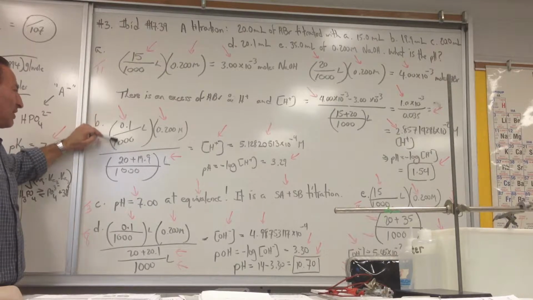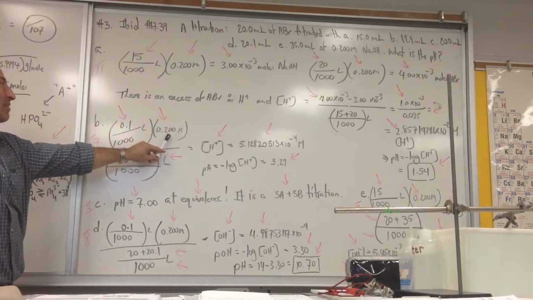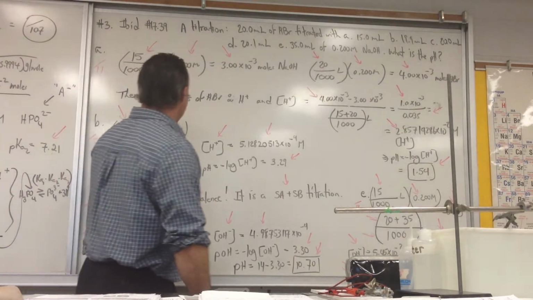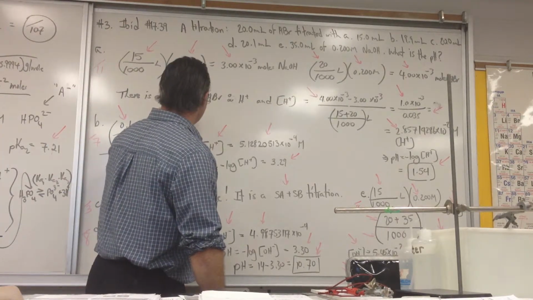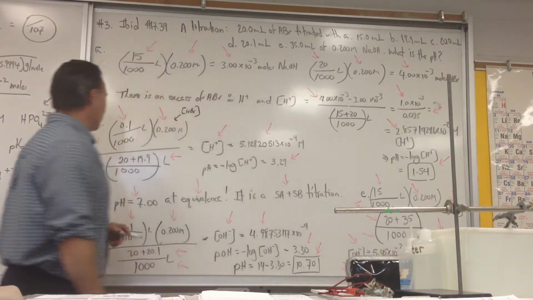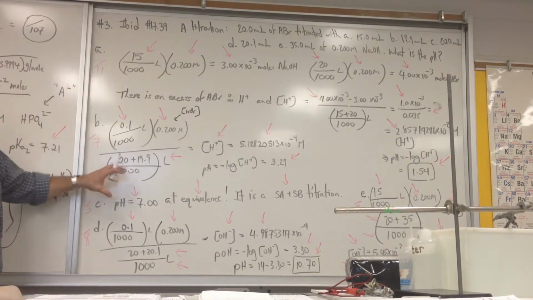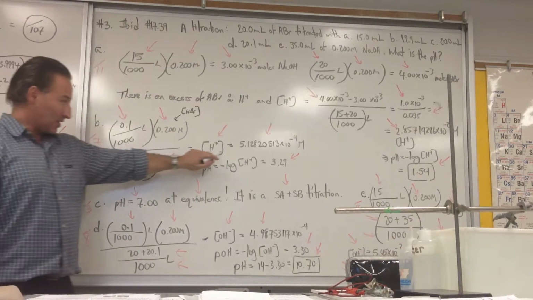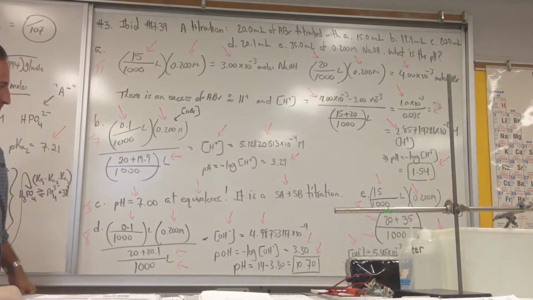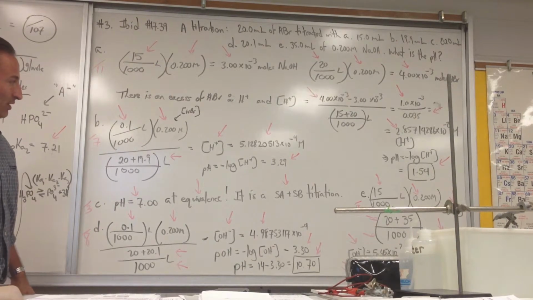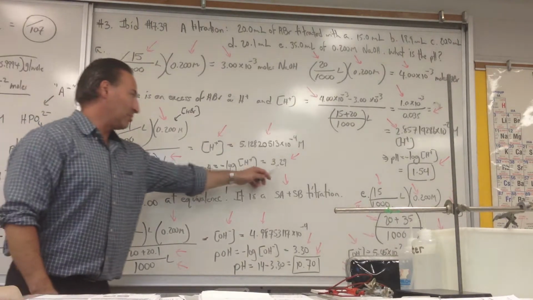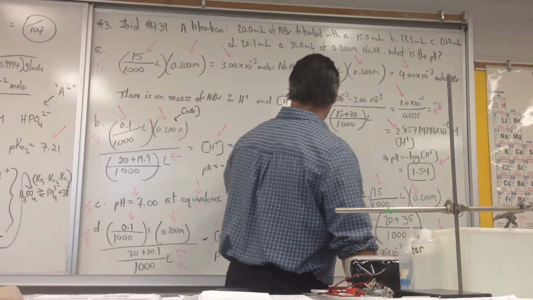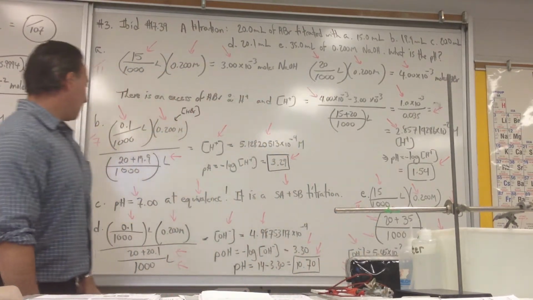So 0.1 divided by 1,000 gives us that volume in liters, times the concentration of HBr. I should write that here just so that you'll understand what I'm talking about. And then this is the total volume of the solution. So that gives us moles divided by liters, gives us the H+ concentration, 5.12 times 10 to the minus 4 molar of H+. That would give us a pH of 3.29. Box around it just to make it clear.